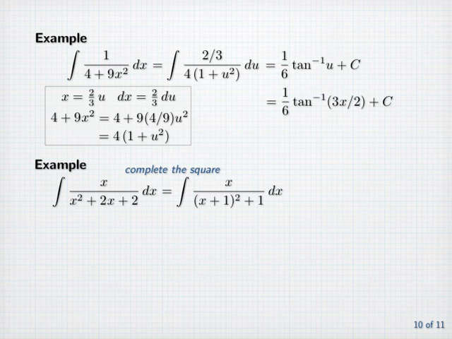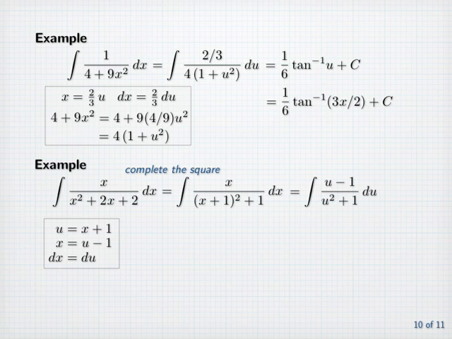Now, since the denominator is something squared plus 1, we'll do a substitution, making that something equal to u. So u is equal to x plus 1, which is the same as x equals u minus 1, and so dx is equal to du. So our integral now becomes the integral of u minus 1 divided by u squared plus 1 times du. So we've now got a simple form of the denominator, but we have 2 terms in the numerator, so we need to split the integrand into 2 terms in order to handle each one appropriately.